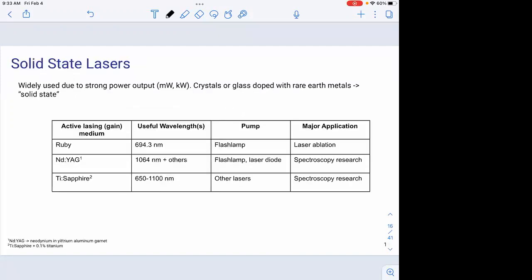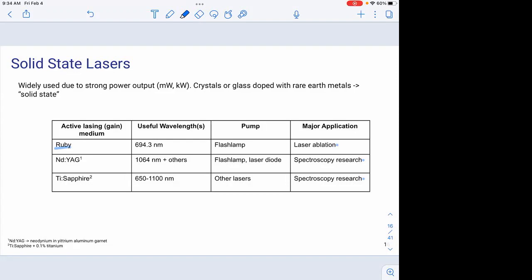So let's talk about it. Solid state lasers are great. They have strong power output. They're usually crystals or glass that's doped with rare earth metals, right? So that's the example of the ruby that we talked about earlier. They are usually pumped using some sort of optical source, so either a flash lamp, a laser diode, or some other laser, depending on which one you're thinking about. Because of their strong power output, they're generally used in research.